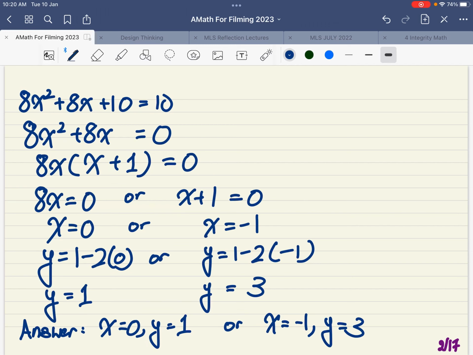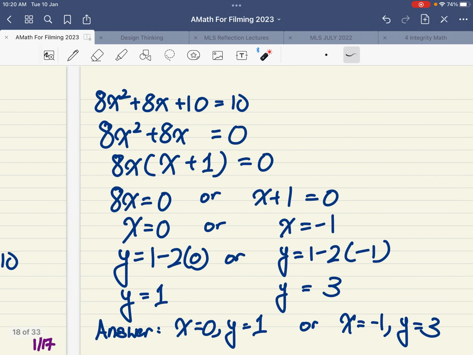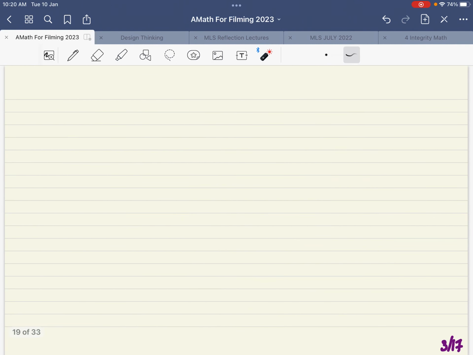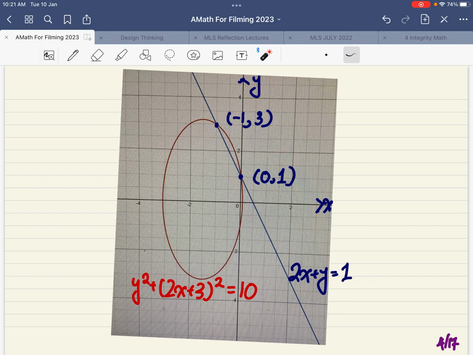Now, how do we make sense of all of this? Notice that now I actually have two pairs of values. There are two solutions. If we go back and see the equations, just vaguely remember y squared plus 2x plus 3 squared equals 10, and 2x plus y equals 1. If I use a graphing software to draw these two equations, what I will get here is this. Isn't this beautiful? You get an oval shape for the first equation, and the other equation is actually a straight line. Notice that both of these equations will intersect each other at two points.